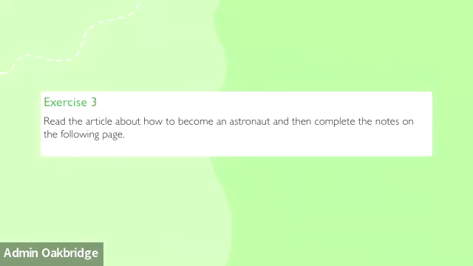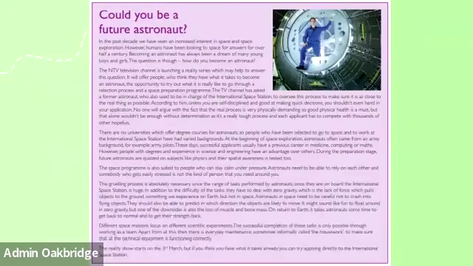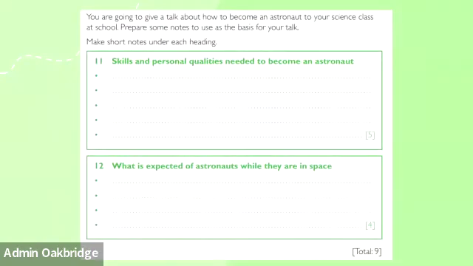Now let's have a look at the question. This is just a sample. Read the article about how to become an astronaut and then complete the notes on the following page. So they'll give you a passage like this. You will have to read the passage carefully, and then this is how your question will look like. They'll give you 2 headings. Headings is what we call something like titles.